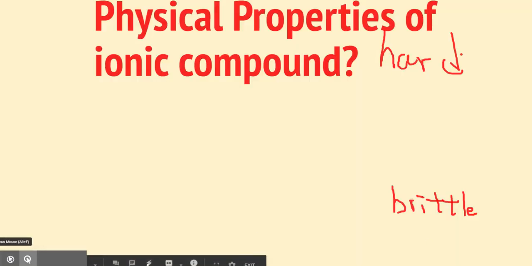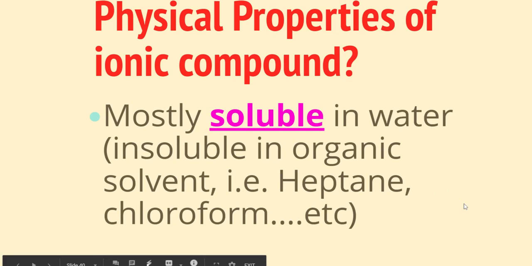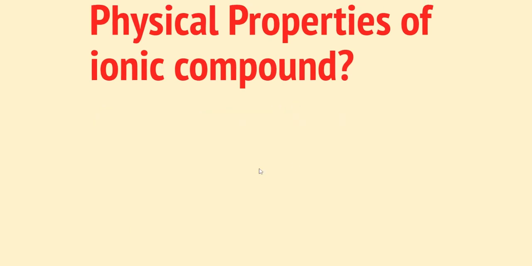On the other hand, regarding other physical properties of ionic compounds, quite a lot of them are soluble in water, but not soluble in organic solvents like heptane or chloroform. You don't have to worry about the names of these organic solvents, but you just remember they are not very soluble in organic solvents.